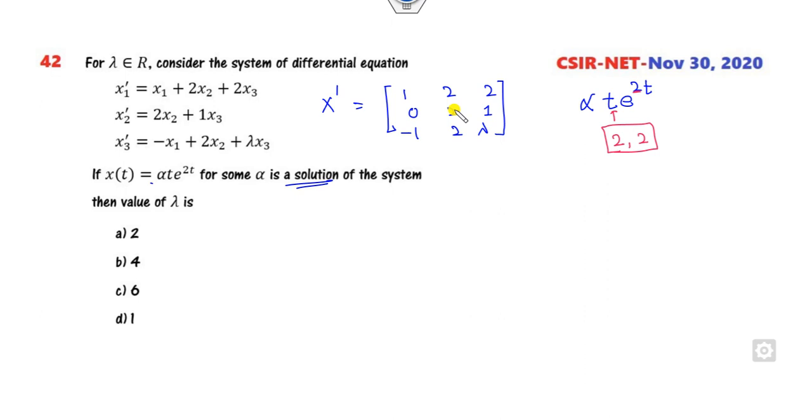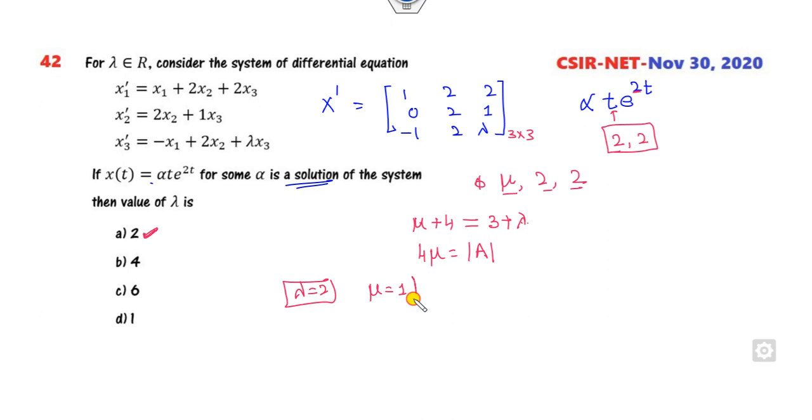Fine. Now we know that this is a 3 cross 3. So say the third eigenvalue is mu. Then the two eigenvalues are here. We know the sum of the eigenvalues is nothing but the trace. And the product of the eigenvalues is the determinant of this matrix. Now look at the options. Firstly, if I consider lambda as 2, it will be 5, so mu will be 1. So if lambda is 2, then mu is 1, that is, the third eigenvalue is 1.